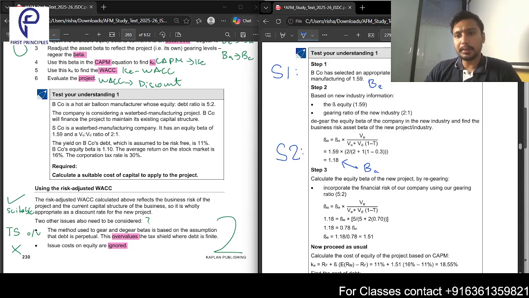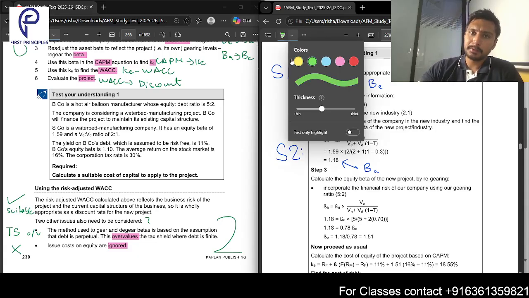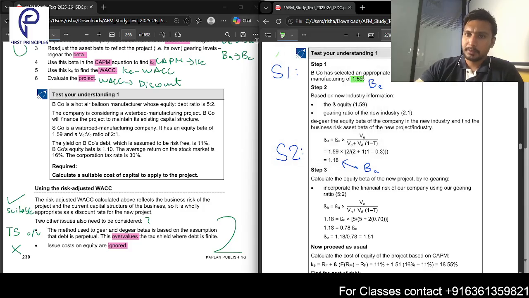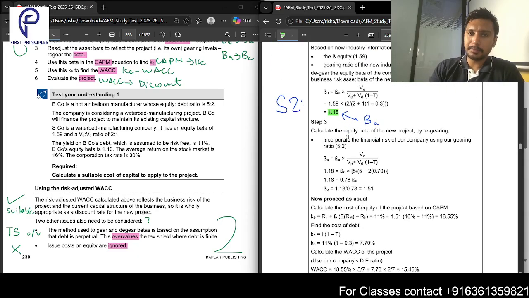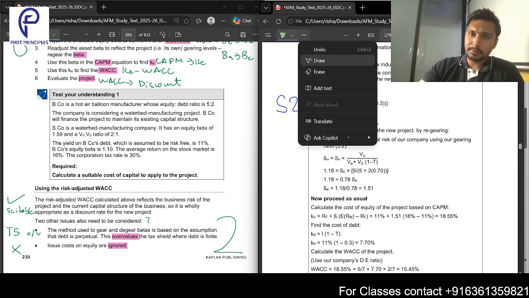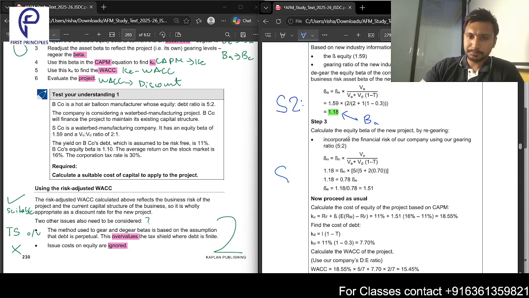First we take the equity beta. Second we take the asset beta. That is step two. Step three, we re-gear the asset beta, but I'm just showing you the outline. So we have taken this asset beta, as we can see 1.18, and re-geared it. And again we have equity beta.